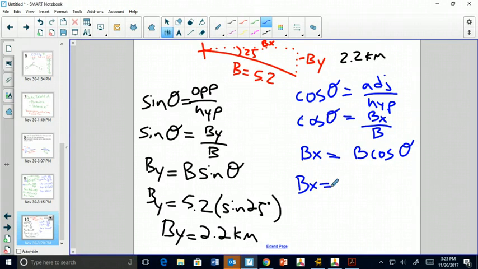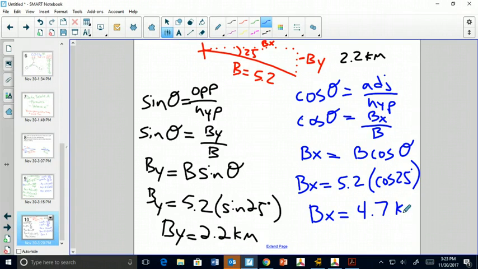Let's pop in some numbers. BX equals 5.2. That was my starting point up here, 5.2, times the cosine of 25 degrees. So I pop that in my calculator, cosine of 25 degrees. I didn't write it down, I apologize. It's going to be a very small number. I multiply it by 5.2, and I'm going to end up that BX is equal to 4.7 kilometers. So we know that I moved east 4.7 kilometers.